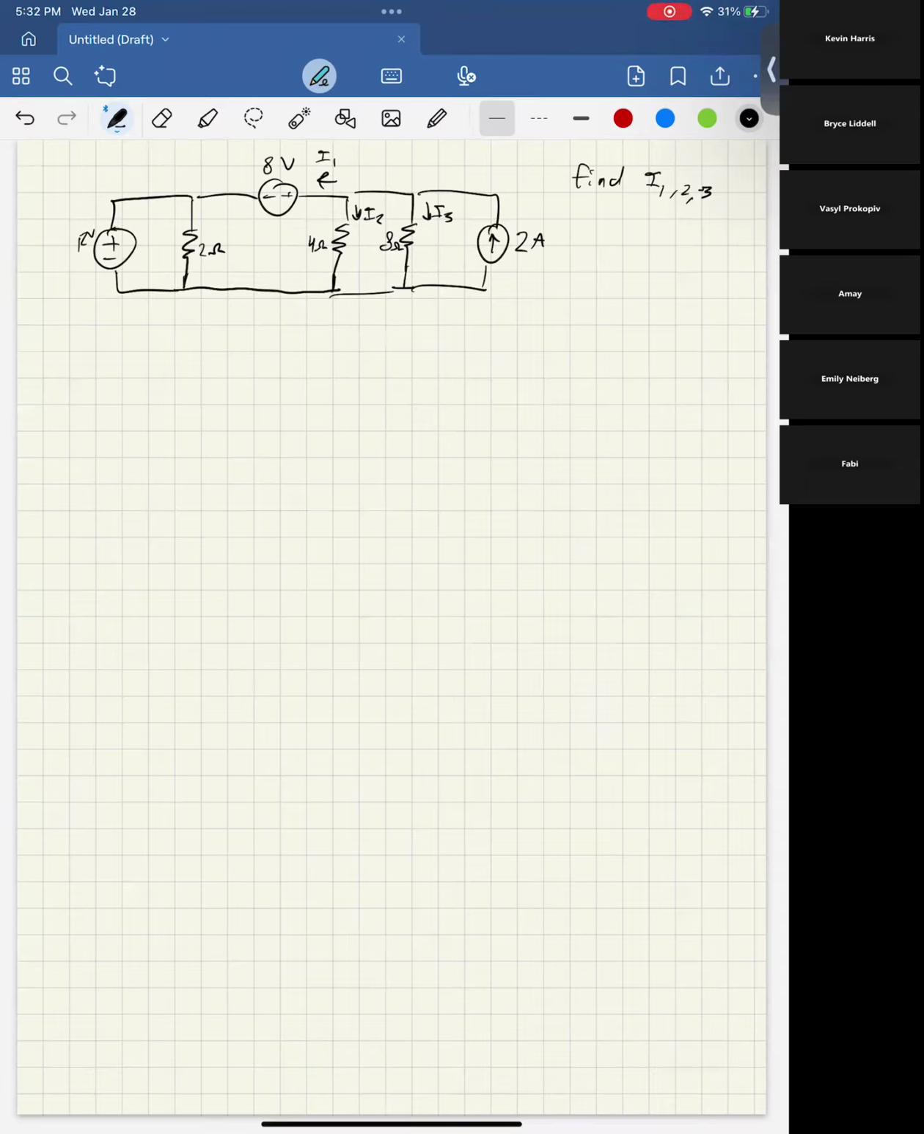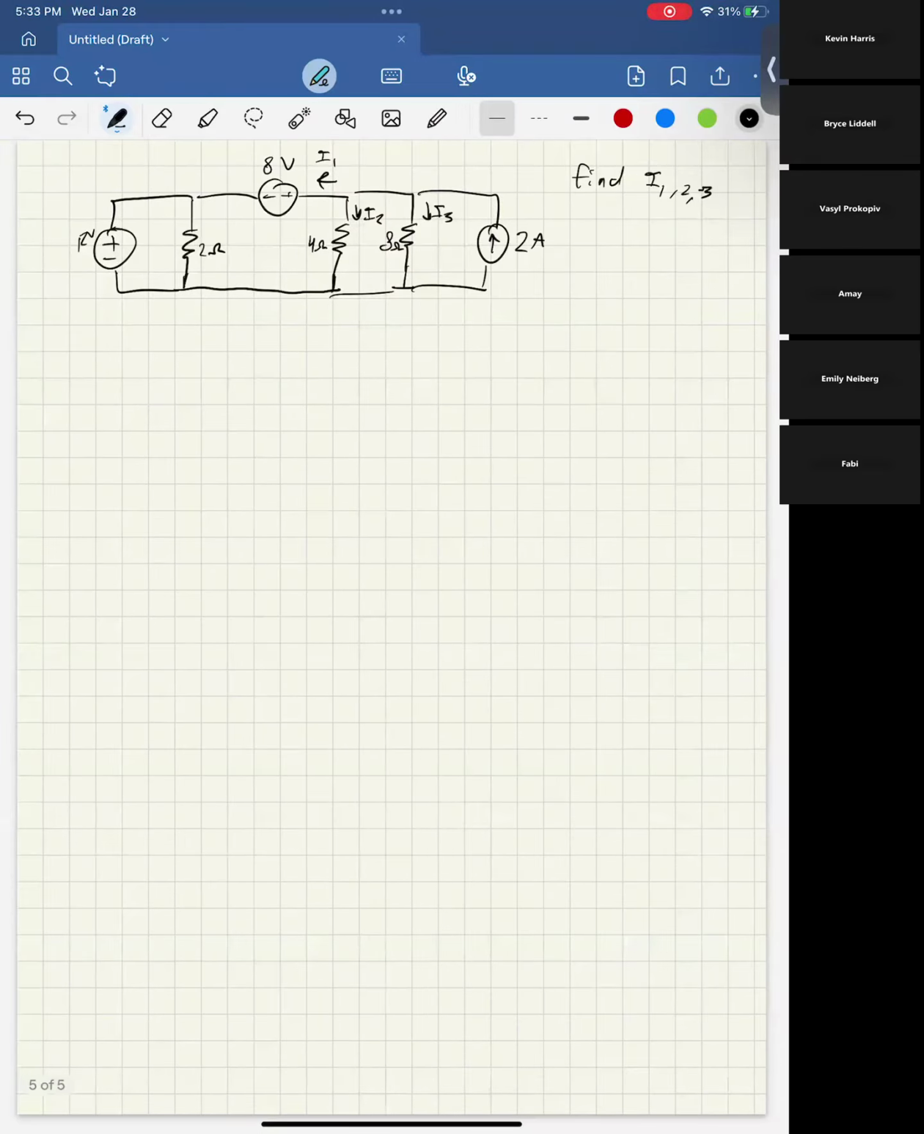Generally in this class, especially in this first part of the class, what you're doing is you are writing equations using KVL and KCL until you have the same number of equations as you have variables, and then you solve the equations, and then you're good, right? So here I can write a couple equations. So let's see. Let's start with a KCL equation.